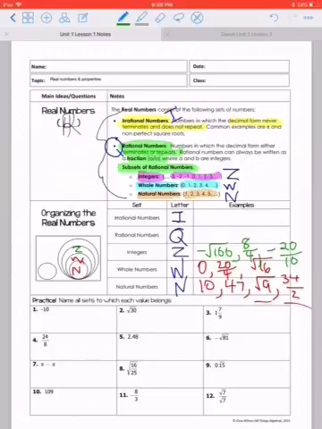Alright, and rational, Q. Those have decimals that end, so they don't repeat forever, or they can be fractions, and they can also be everything below it too, okay? So they can also be integers, whole numbers, and natural. So like 0.35.